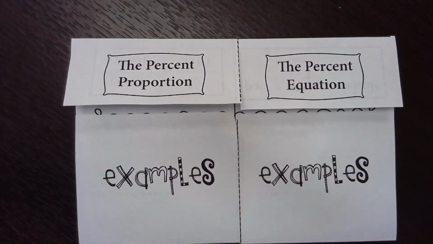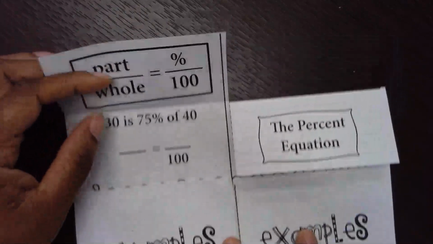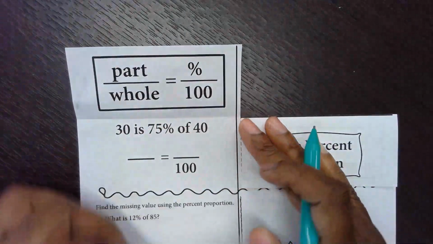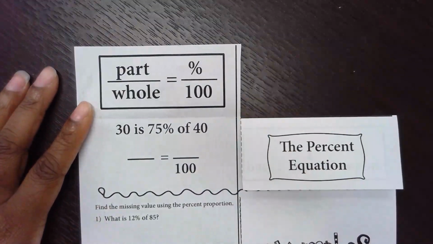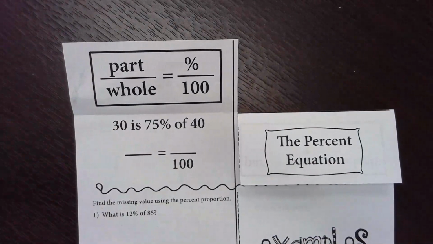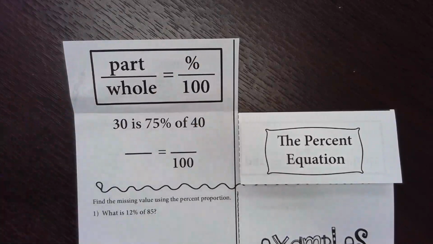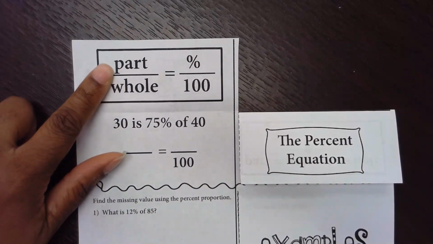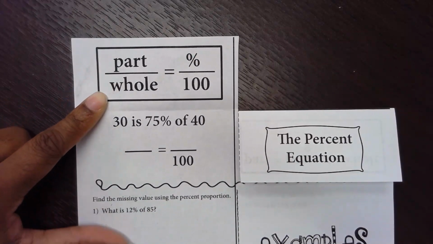Today we're going to talk about percent proportion and percent equation. When we are dealing with the percent proportion, you are going to be using two ratios set equal to each other to solve for a missing value, whatever missing value that they're asking for. So first, you have to know how to use the percent proportion.